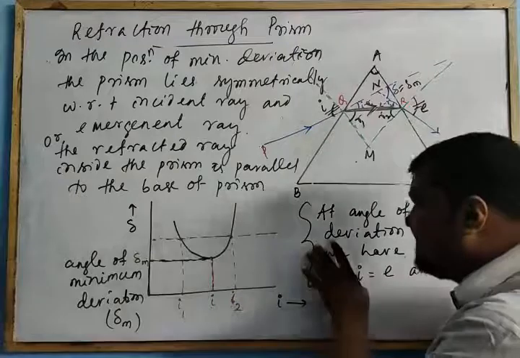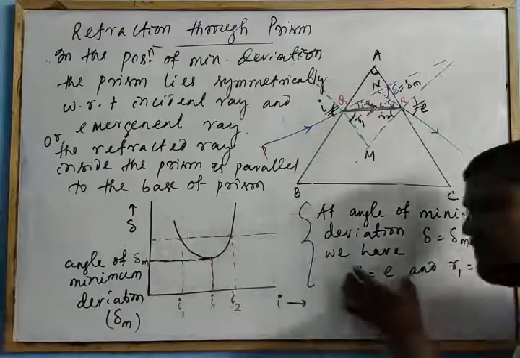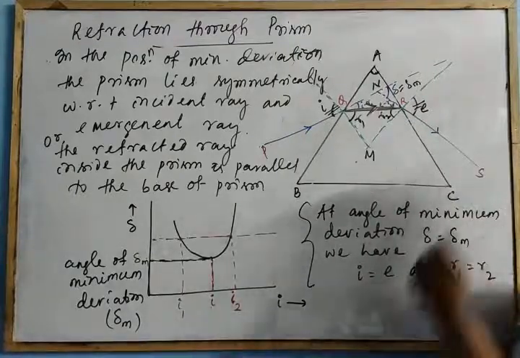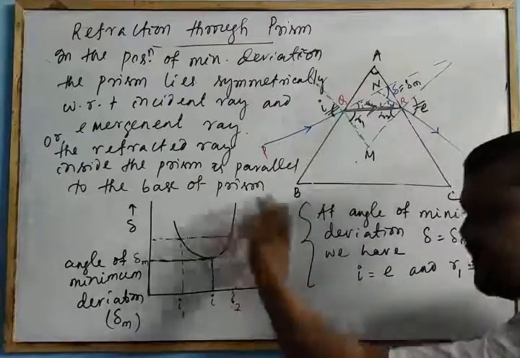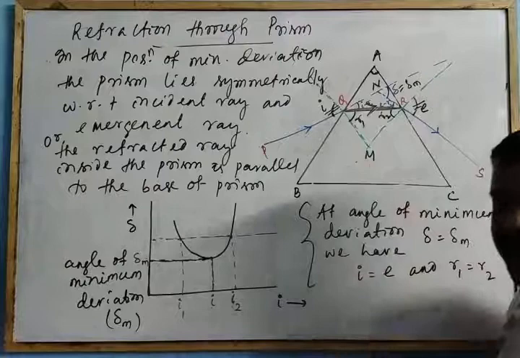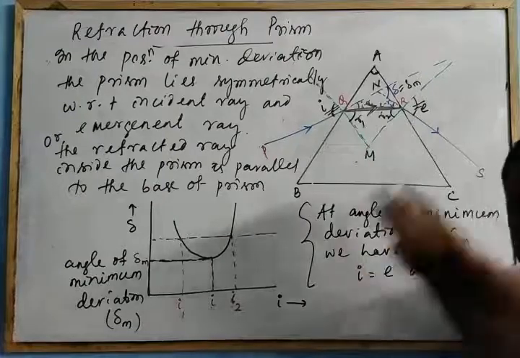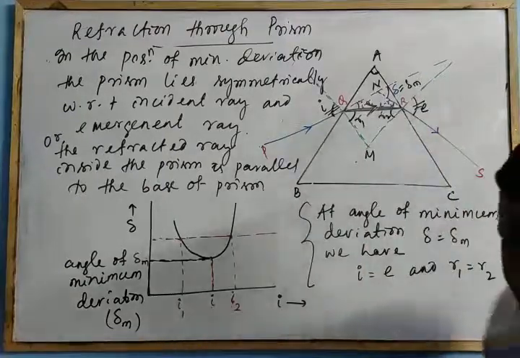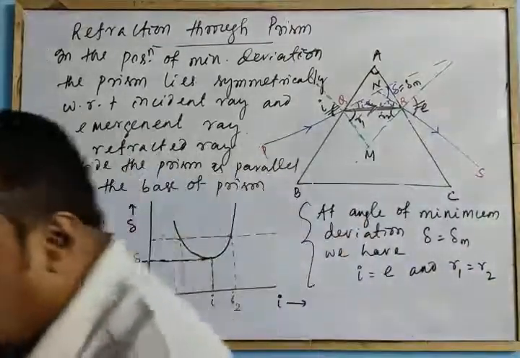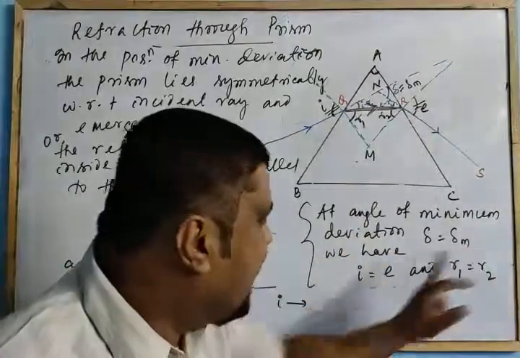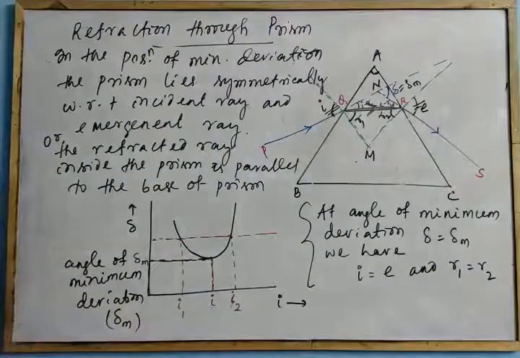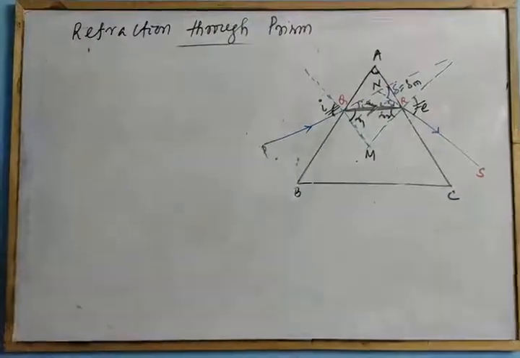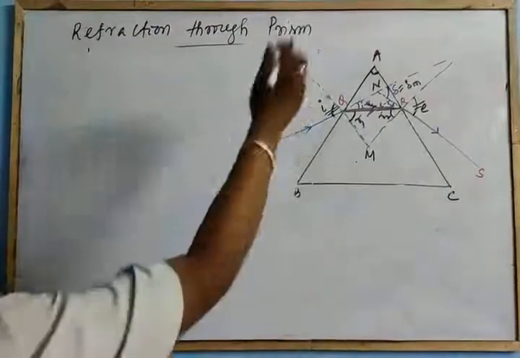Now you can ask, when delta equal to delta m, how can we show that I is equal to E mathematically? This is the graphical method. Graphically we have shown this one. How will I show that mathematically? That also you should know. Let me erase this and show that mathematically, when delta equal to delta m, I is equal to E and R1 is equal to R2.